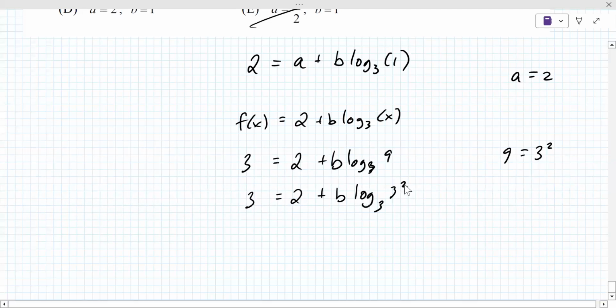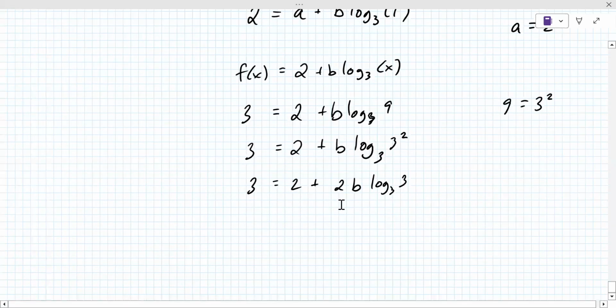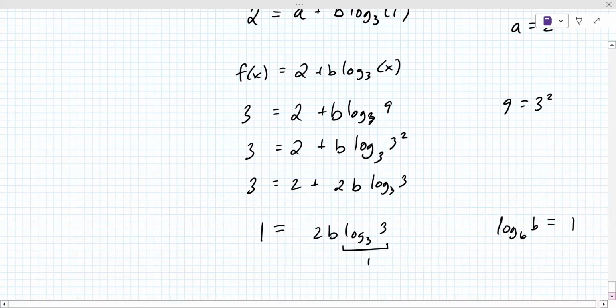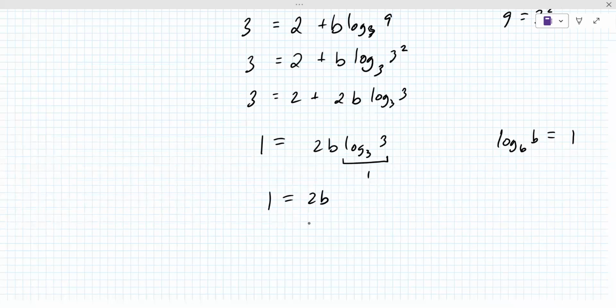So just like before, that 2 is going to come out in front. And at any time, you could move that 2 over. The first 2, you can move over by subtracting. So let's do that. 1 equals 2b log base 3 of 3. I mentioned it earlier: if the base is the same as the argument, the log equals 1. That leaves you with 1 equals 2b. So b is 1/2.